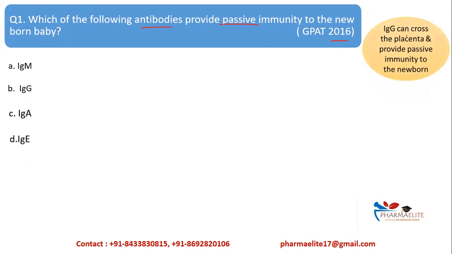We all know that IgG is the one which can cross the placenta, therefore it will be the one which provides passive immunity to the newborn. But हमें ये भी जानना है कि बाकी सब immunoglobulins के क्या functions है.